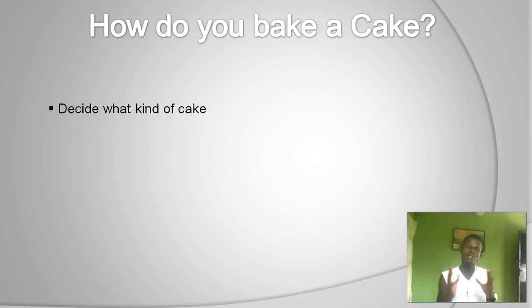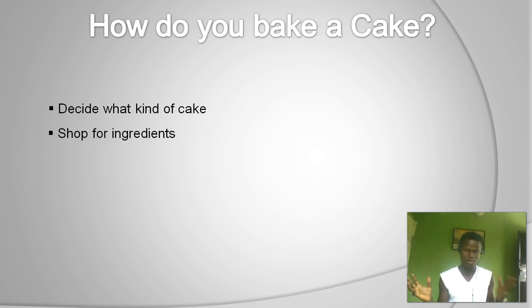So, how do you bake a cake? Before you bake a cake, you decide on what kind of cake you want to bake. That's the first thing you do. Then you shop for ingredients. Without cake ingredients, you won't be able to bake a cake. Make sense? You won't be able to bake a cake without shopping for ingredients.